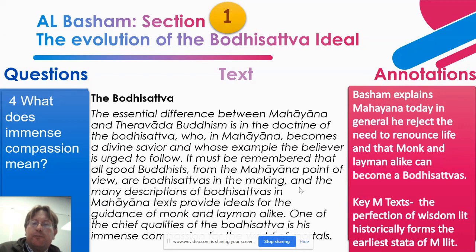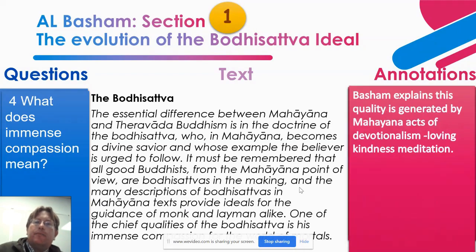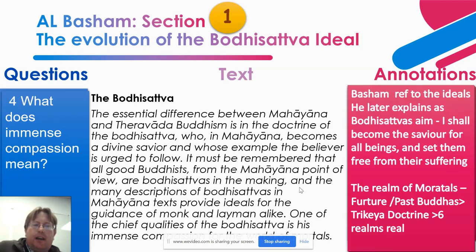The quality of the perfection of wisdom, as something that is generated by acts of Mahayana devotionalism and kindness meditation. The guidance of Mahayana, of the Bodhisattva, the qualities of the Bodhisattva, his immense compassion, Basham will refer to as the ideal of the Bodhisattva. And he will explain later in this text the Bodhisattva's aim is to become a savior of all beings and set them free from their suffering.